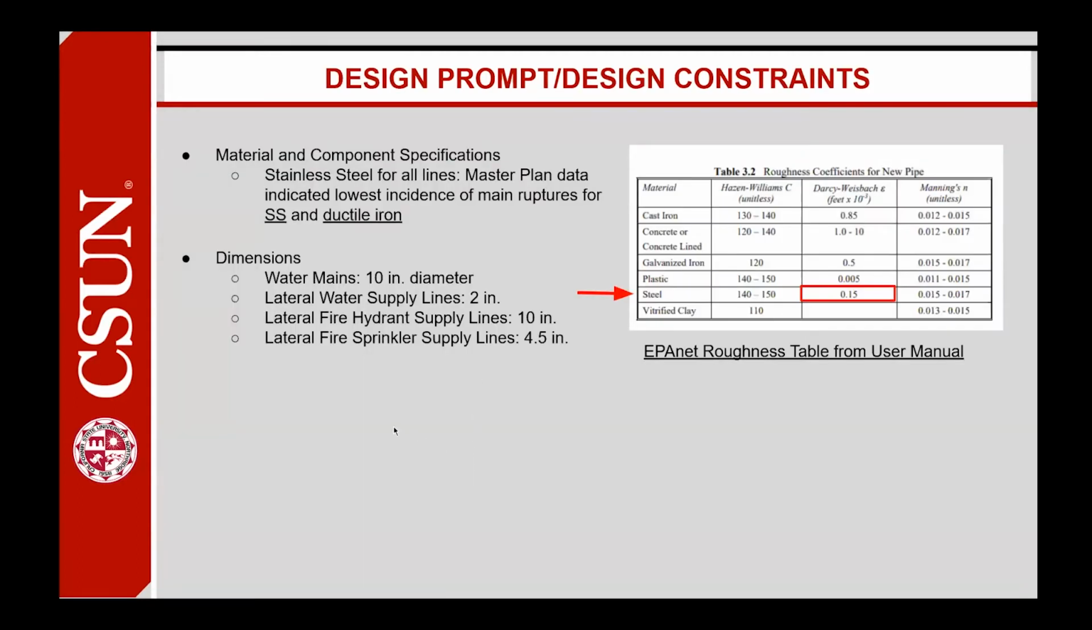So this slide here just shows how one of the teams was able to get some data into the model. The table on the right is a roughness coefficient table that is actually from EPANET's user manual, so it's defined by the software. And then some dimensions that we chose for our water system. We had 10-inch diameter water mains. Lateral water supply lines were 2 inches. Fire hydrant supply lines were 10 inches. And then we also provided 4.5-inch supply lines for the parking structure fire sprinkler system.